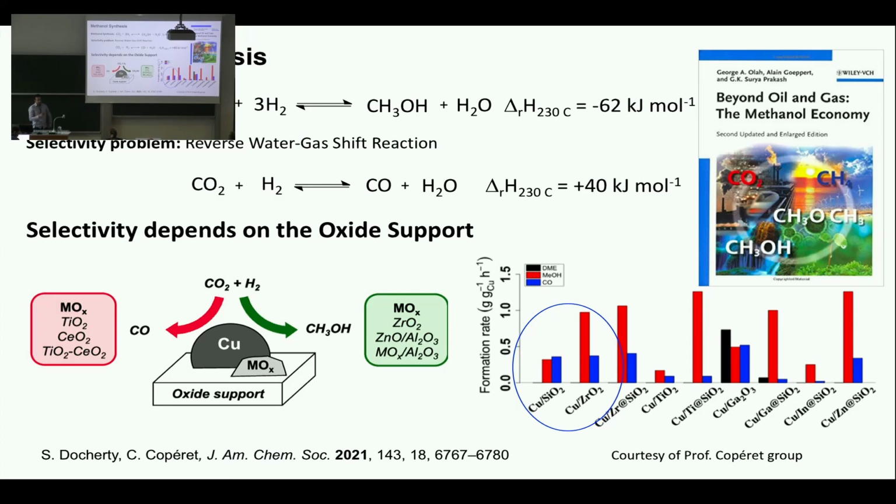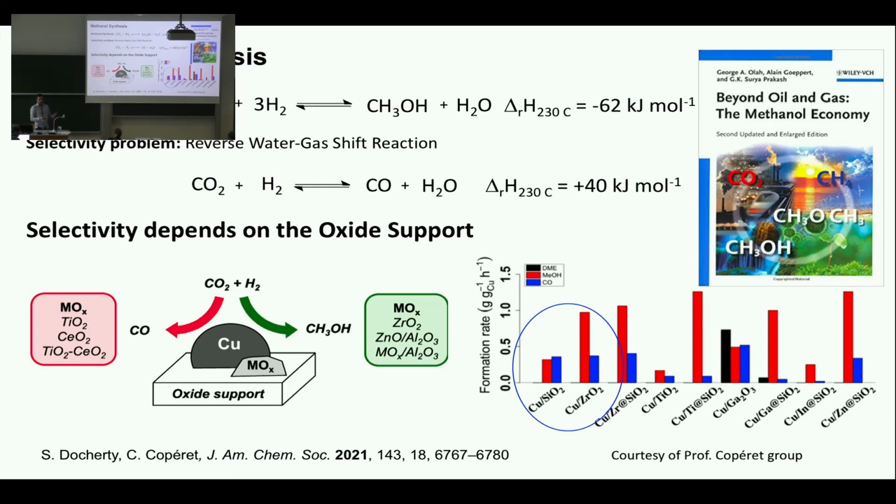And your product outcome depends basically on the support you have. If you support copper, which is the active catalyst generally for this reaction, on this kind of oxides, then you form mostly CO, whereas when you support it on other types of supports, like zirconia, for instance, you form selectively methanol. And that would be what I will first look at. So what is the support effect, and what's the difference between copper supported on silica, that is a rather inert support, versus copper supported on zirconia.